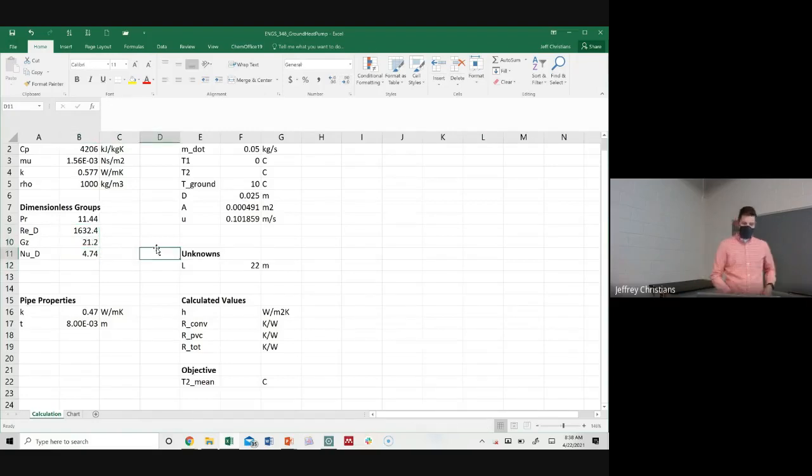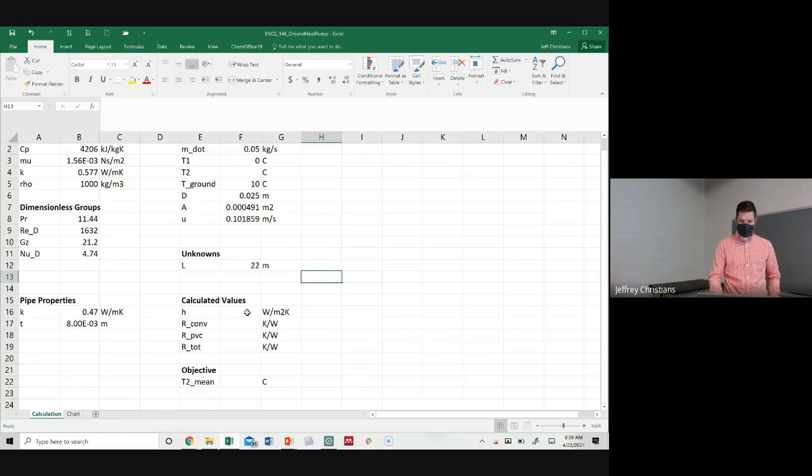All right. So our Reynolds number is 1630. The Graetz number is 21.2, and our Nusselt number is 4.7. And hopefully, if we change the length, if length is shorter, our Nusselt number should be bigger because we have more heat transfer at the start. Okay, so that works. So this is 22. If we go to like 100, then it gets smaller.